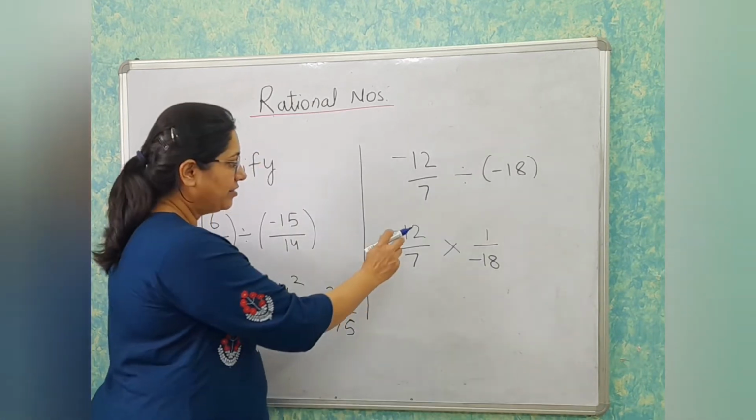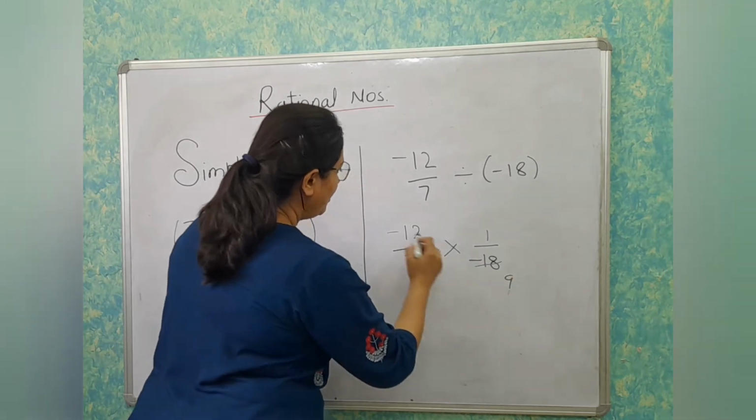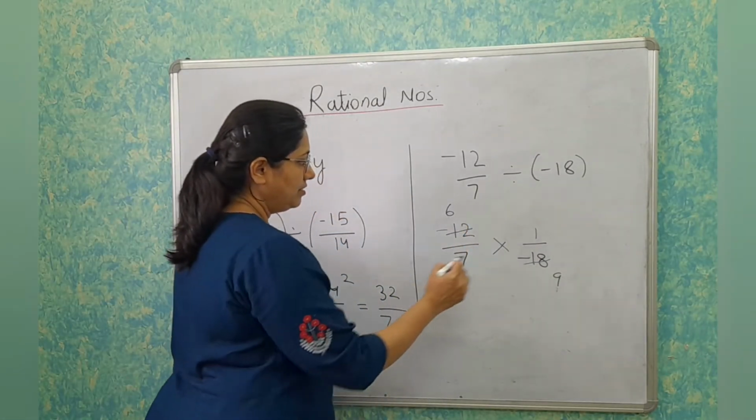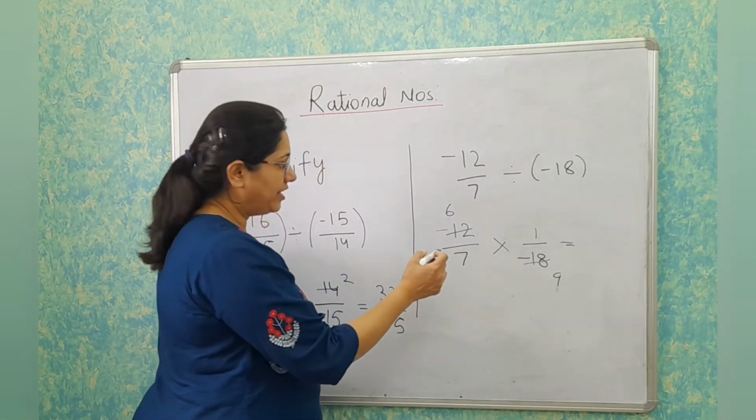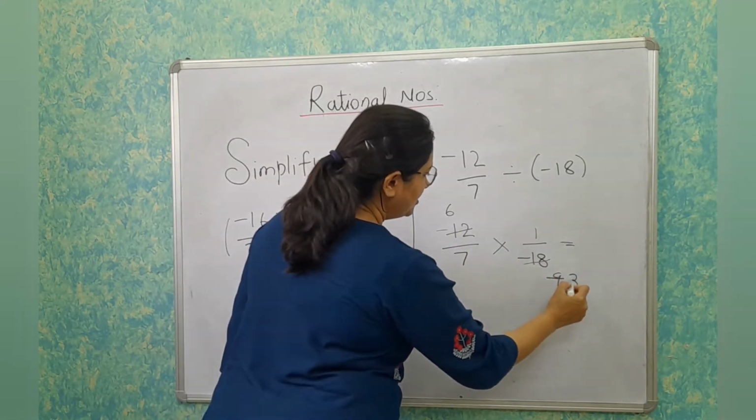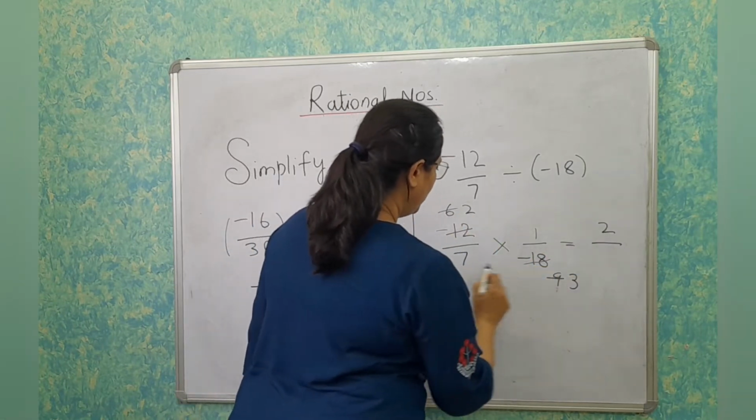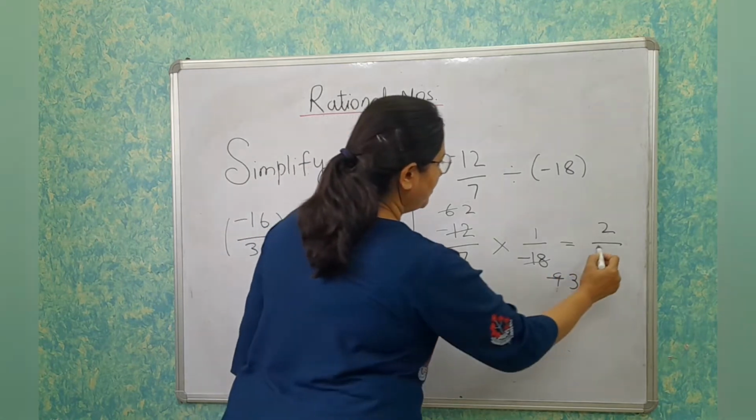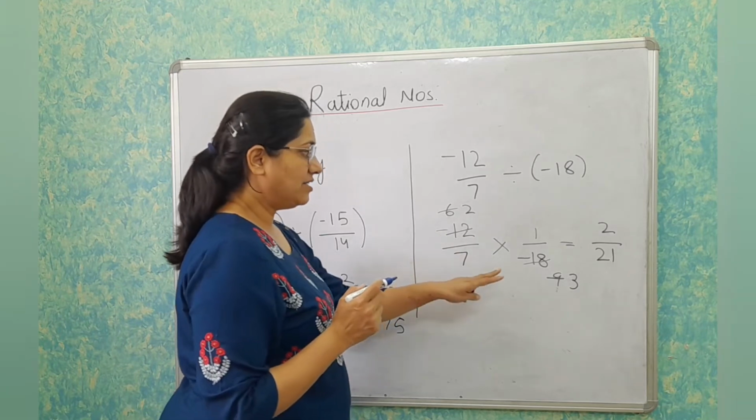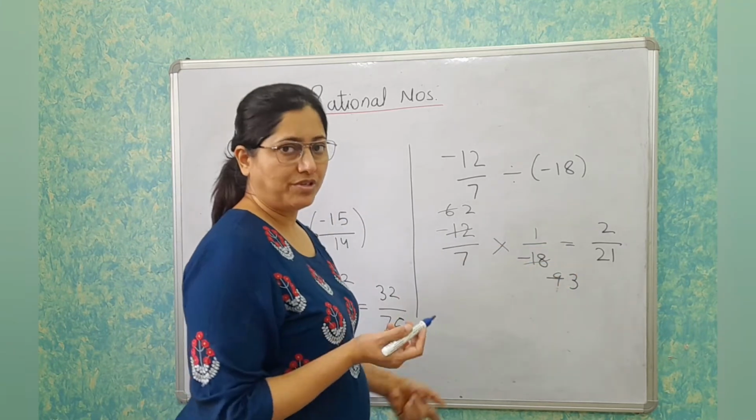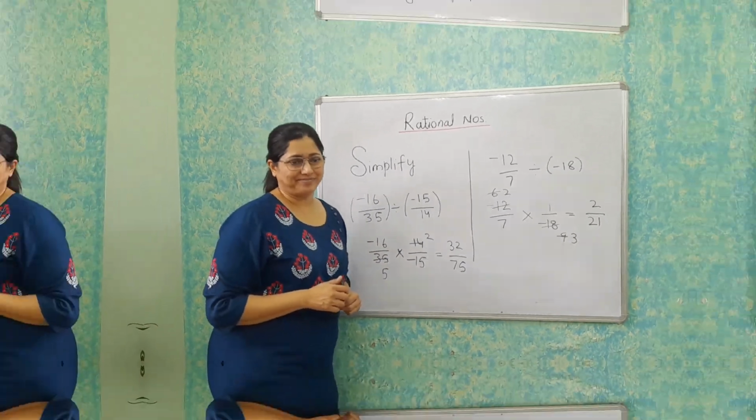Now I can divide 12 and 18 by 2. So I can say 2 9s are 18 and 2 6s are 12. Now 6 and 9, again I can divide both of them by 3. 3 3s are 9 and 3 2s are 6. So our answer is 2 upon, I have to multiply 7 with 3, 7 3s are 21. And again these two negative signs will cancel each other and our answer will be a positive rational number. So this is the answer.